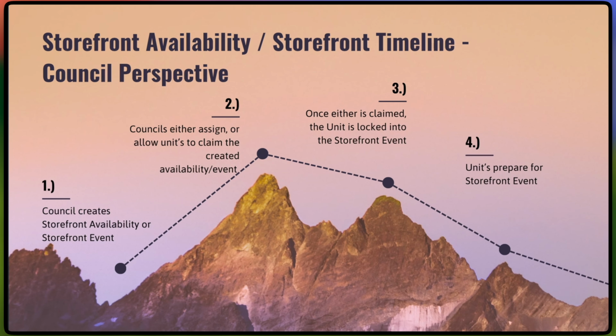Before we proceed, let's quickly review the storefront availability and timeline process from the council's perspective. This visual outlines the key steps, from creating availabilities to preparation for events. First, the council creates the storefront availability or storefront event. This process can be streamlined by taking advantage of the templates as showcased in the video.